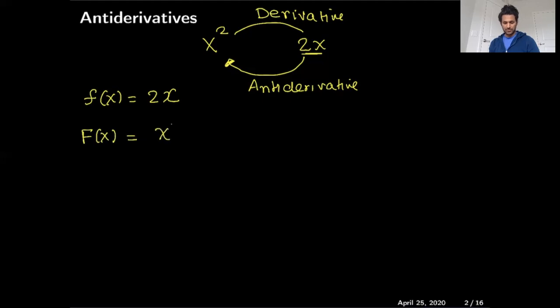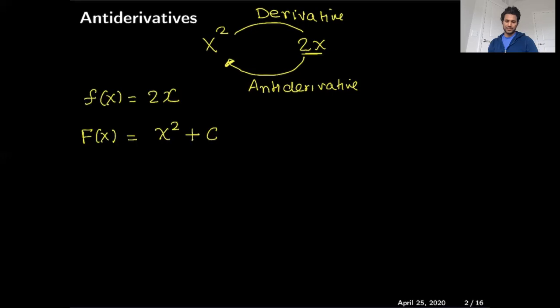That is x squared. And you can see that if I add a constant and take the derivative of this function, that will also be 2x. So this is a more general antiderivative of this function, because the result is always 2x.